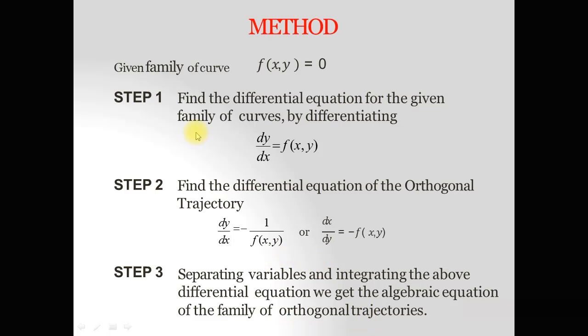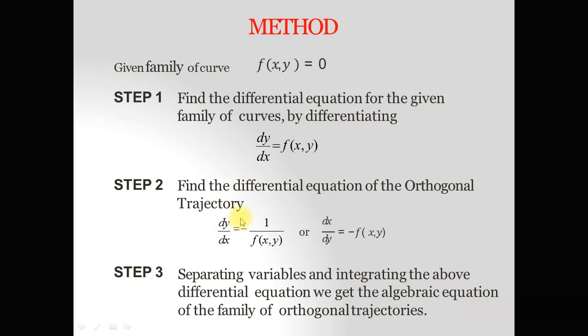So dear students, in these three steps, note that one family of curves is given, and we want to find the other orthogonal family of curves. So first of all, differentiate the given equation, and then for the orthogonal trajectory, find the differential equation of the orthogonal trajectory by taking the negative reciprocal of this differential equation, because this is the slope of the first family of curves. This is the differential equation of the first family of curves, and this is the differential equation of the second orthogonal family of curves.